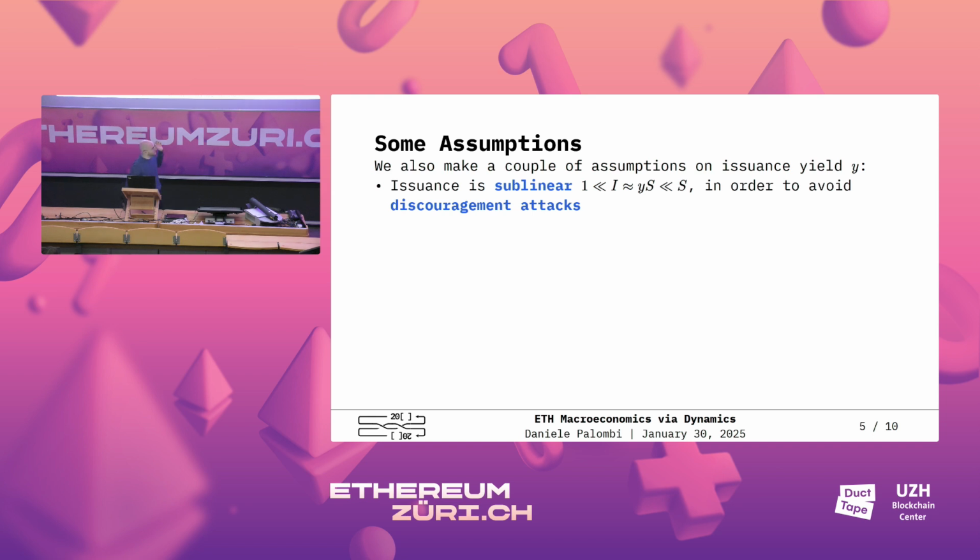Let's make some more assumptions. This is the last technical slide. We're making some assumptions on this small y, which is issuance yield. The first one is that issuance is sublinear, and this is in order to avoid what are called discouragement attacks. If you don't know a lot about it, I suggest you go and read Vitalik's paper about discouragement attacks, and this is an important portion of why matters around issuance and runaway staking are a bit complicated.